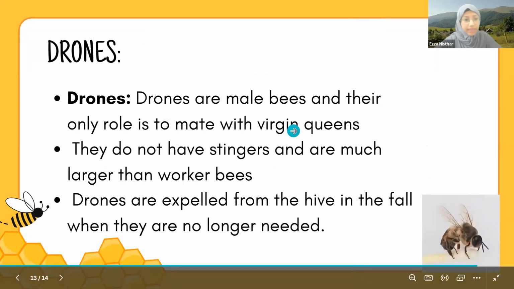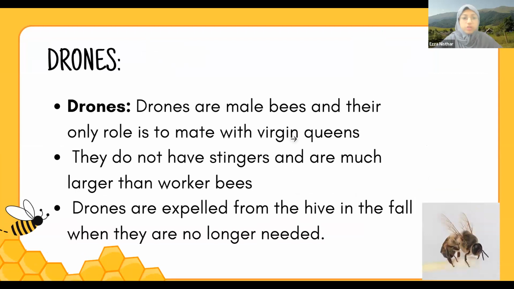Next, the bees called drones. Drones are male bees. The other two were female bees, but drones are male bees. Their only role is to mate with queens. They do not have any stingers and are much larger than worker bees.